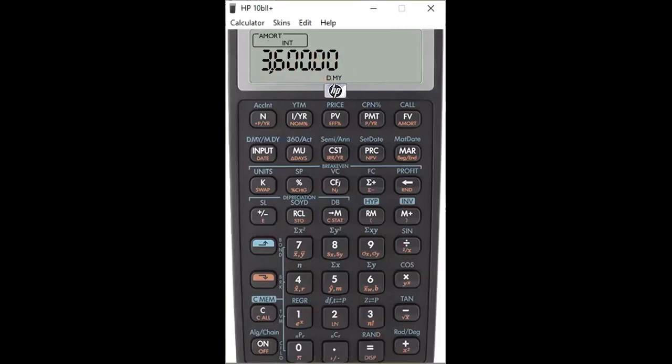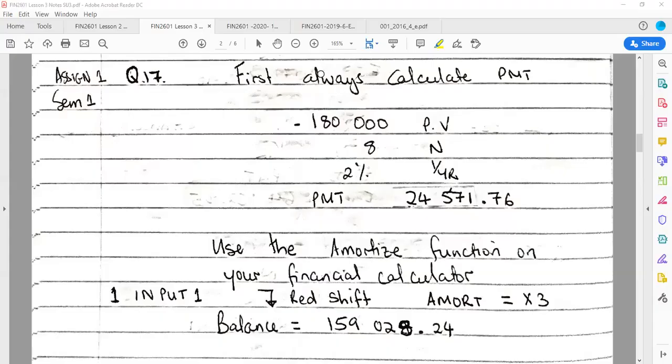Press equal to, and 3,600 from that 24,571.76 that we just calculated, 3,600 of that amount is interest, and the balance on the loan is 159,028.24. So this is the balance on the loan. This would be the answer that we wanted to get. So that's how we got this answer. So that's how you amortize.